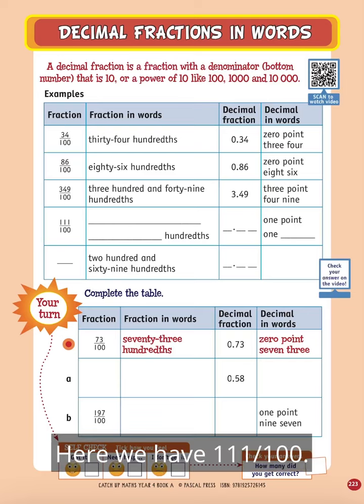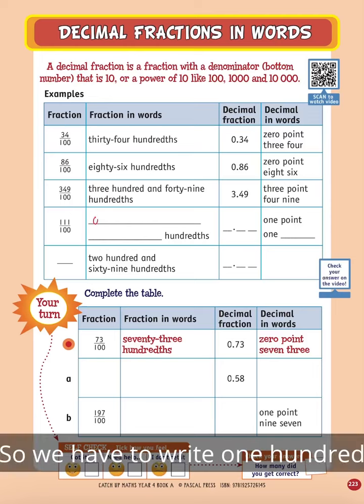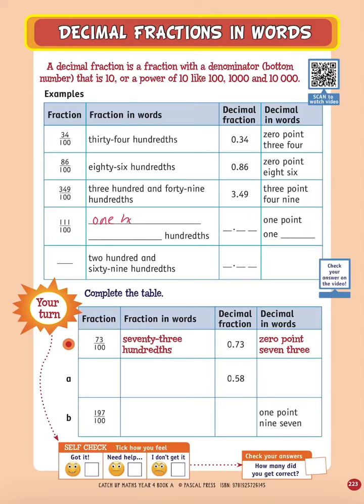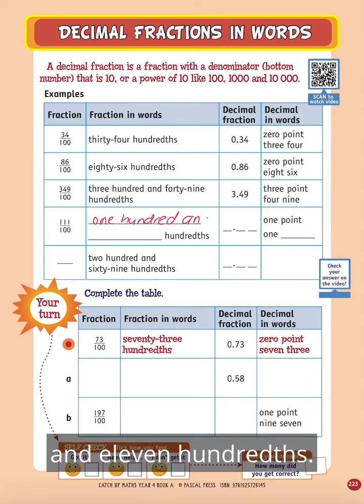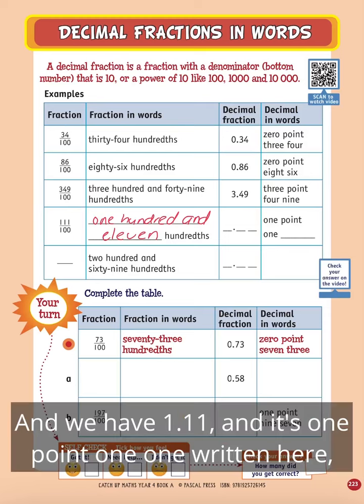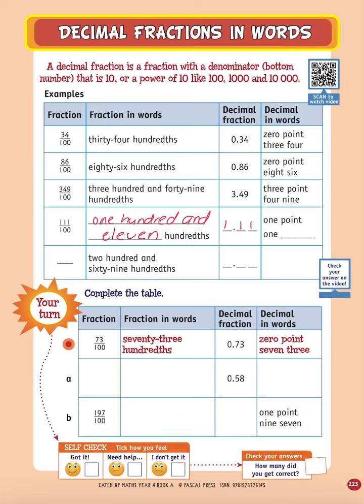Now let's have a look and fill this in together as the next part. Here we have 111 hundredths. So we have to write 100 and 11 hundredths. And we have 1 whole, 0.11, and it's 1.11, written here.